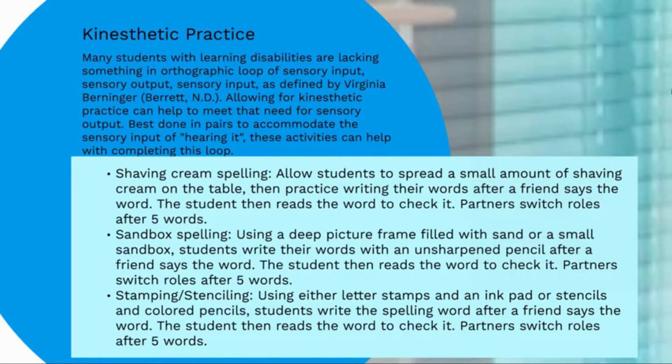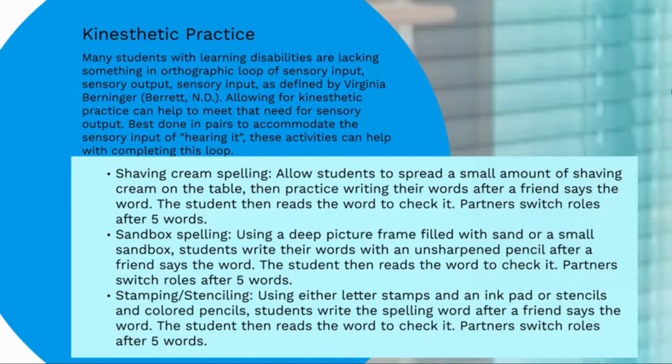Another method, and this is one that I used a lot in my class last year, was stamping or stenciling. You can either use letter stamps, which I bought at Hobby Lobby, I think for $2 for a set of letter stamps, and there's lots of different fonts, so that makes it kind of fun. So letter stamps and an ink pad, or stencils, which again, you can get really cheap at the dollar store or anywhere else, and colored pencils. One student will say the word, the other student will write the word out, either with their stamps or their stencil. Then they check it, and again, they'll switch back and forth.